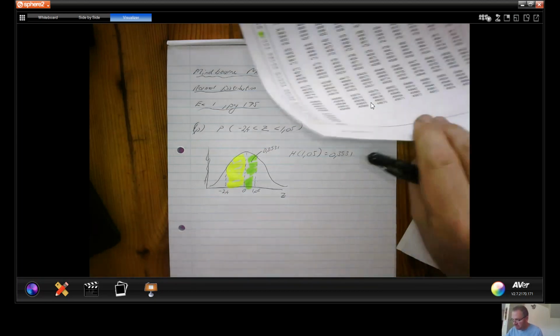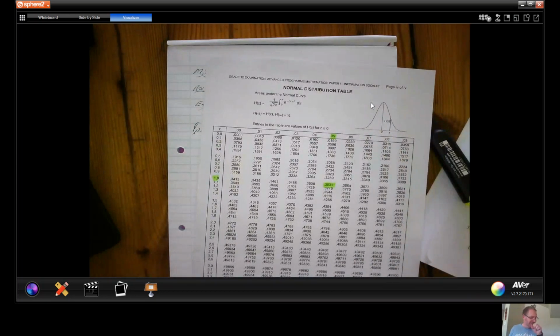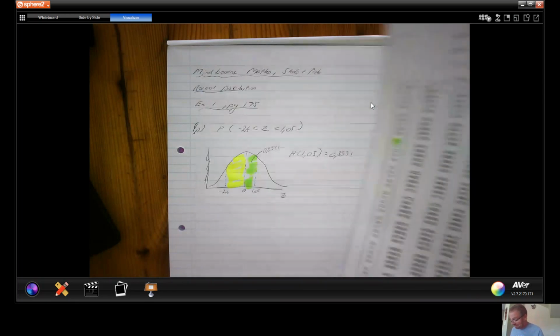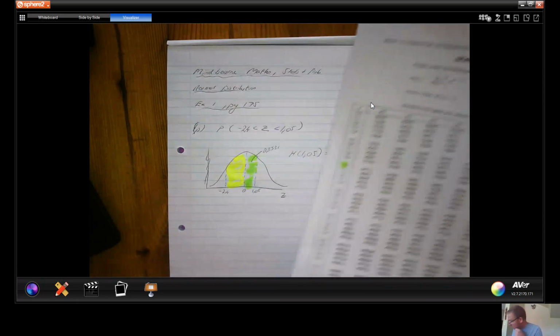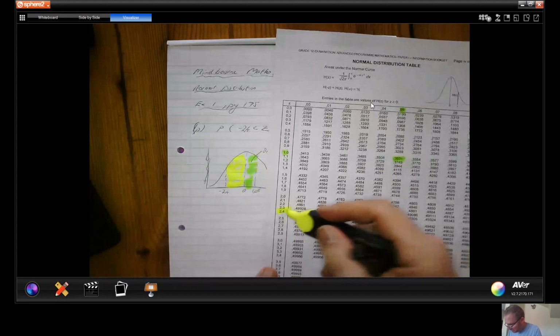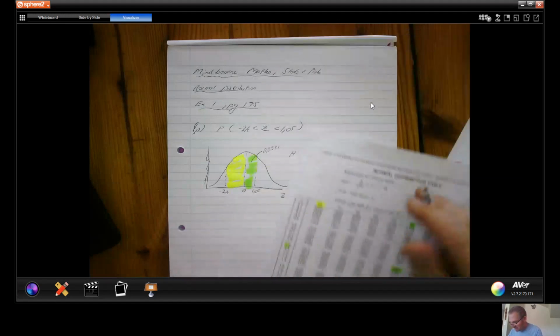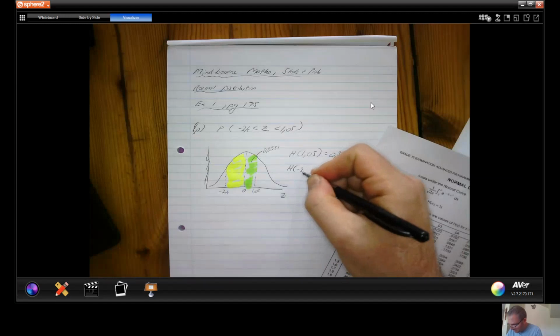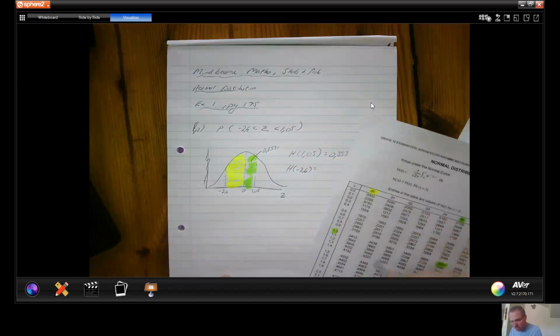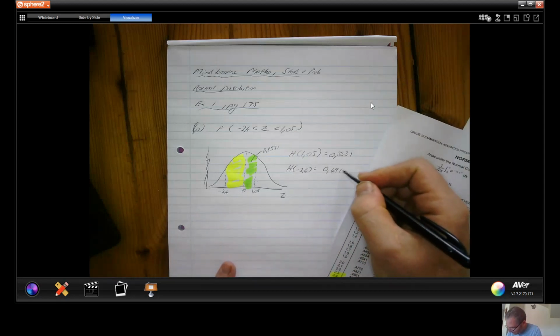Now remember, your table can't look up negative values. But because of symmetry, it's fine.